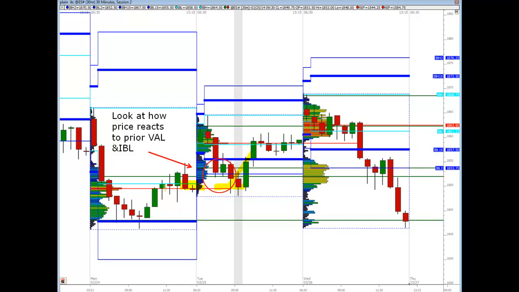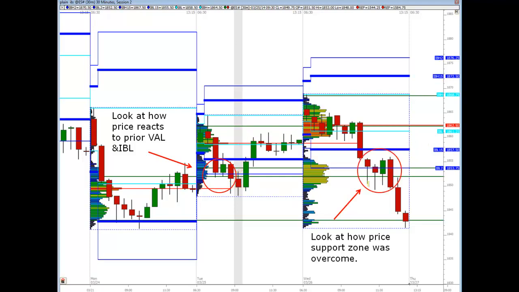Now we know that we cleared one initial balance low, so now let's go back up to the next initial balance low, and let's see if we can in fact clear it and move above it. And that's what the market is constantly doing. It's going back and forth between these different levels and testing them.